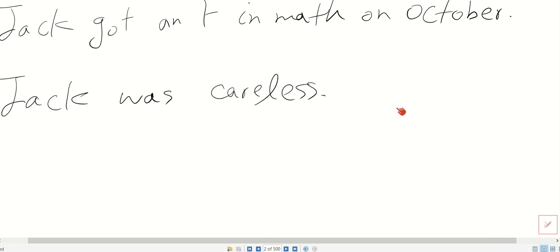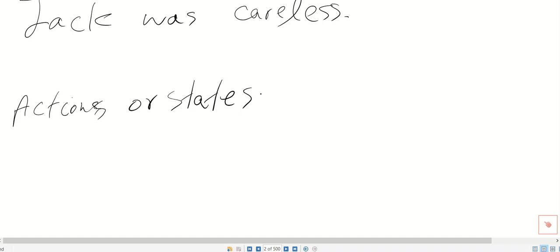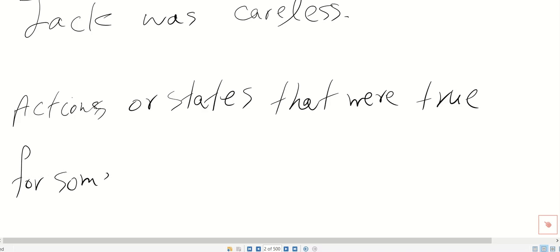So the next one actually is actions or states that were true for some time in the past. So let me write: actions or states that were true for some time actually in the past.